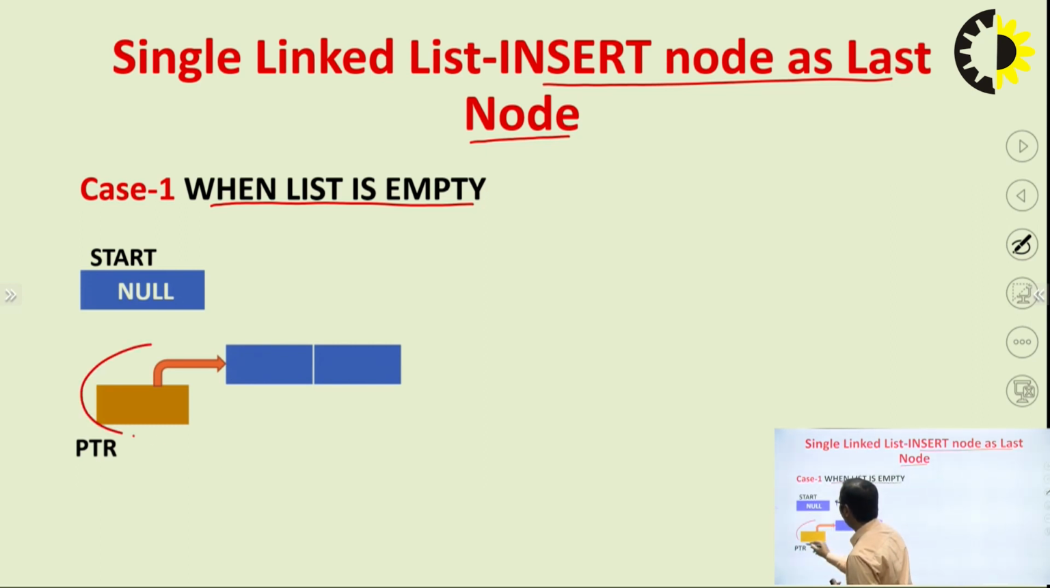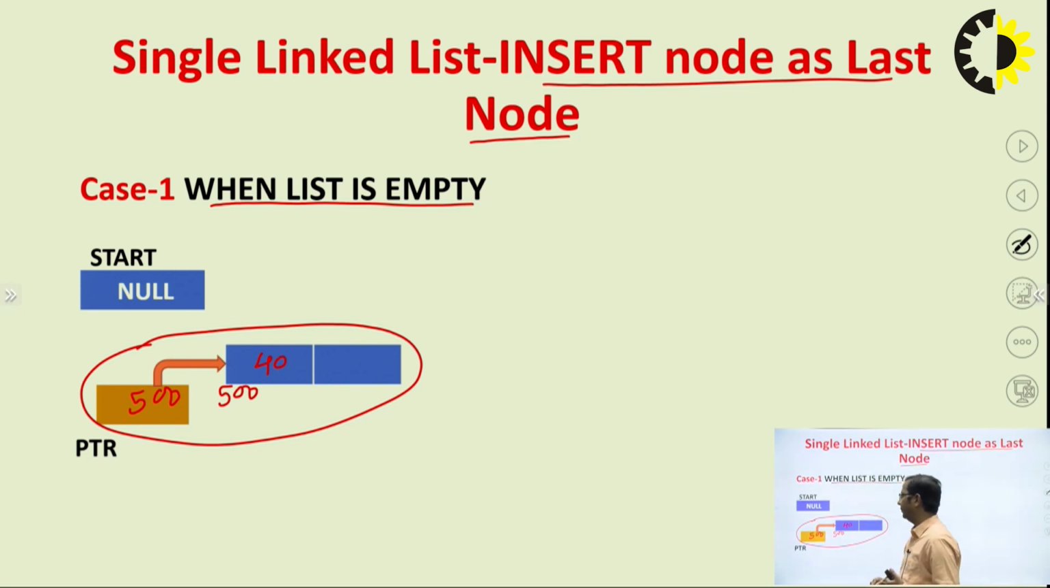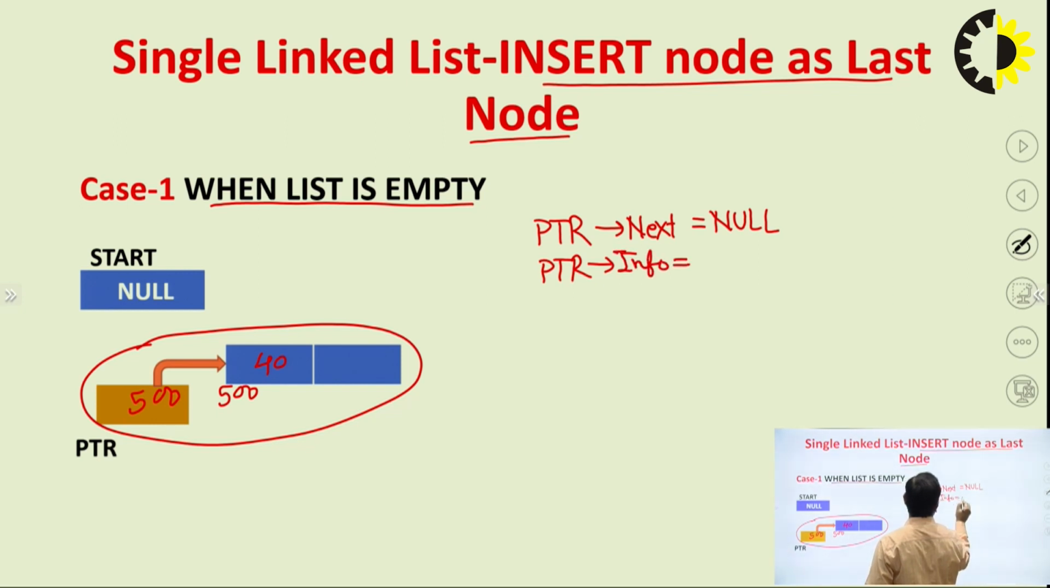We have allocated memory for the new node that will contain the information. PTR will contain the address of the newly allocated node. Now where do we have to change? Because we are inserting a node as a last node, by default you have to write PTR arrow next equals to null, because the address field of the last node contains null. Now PTR arrow info equals to item.